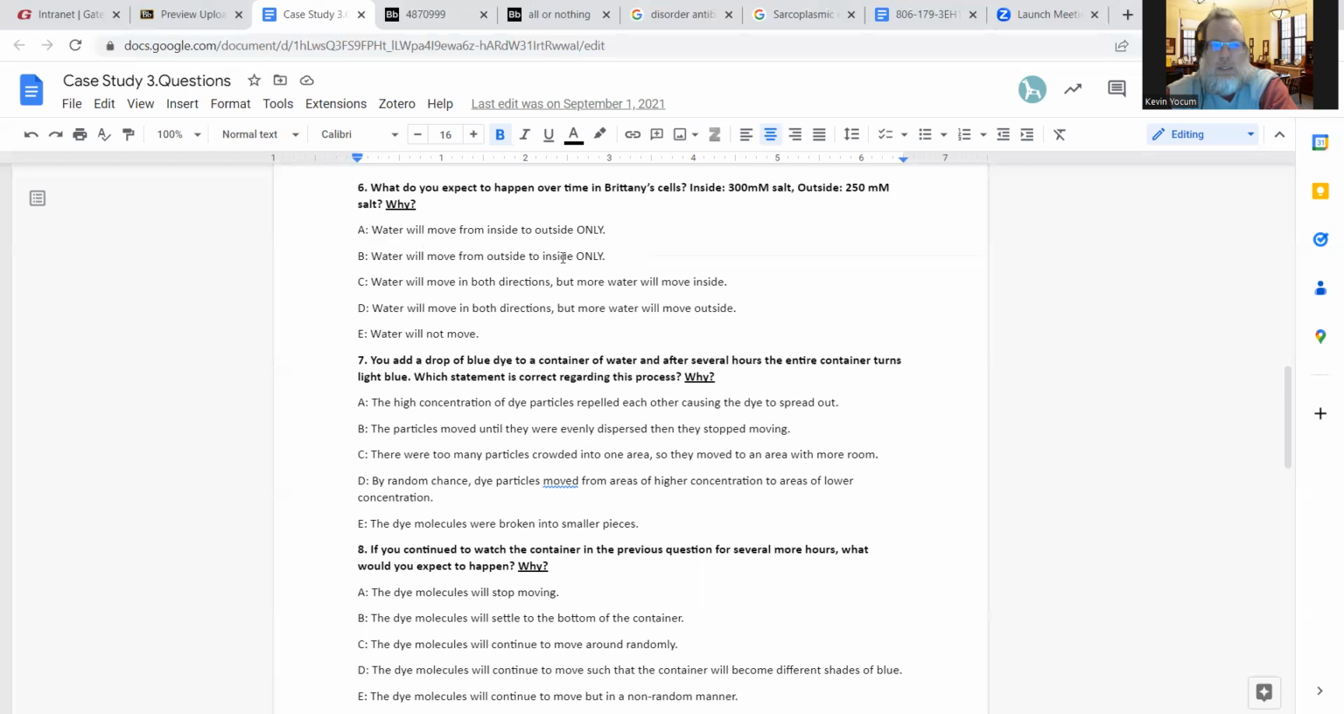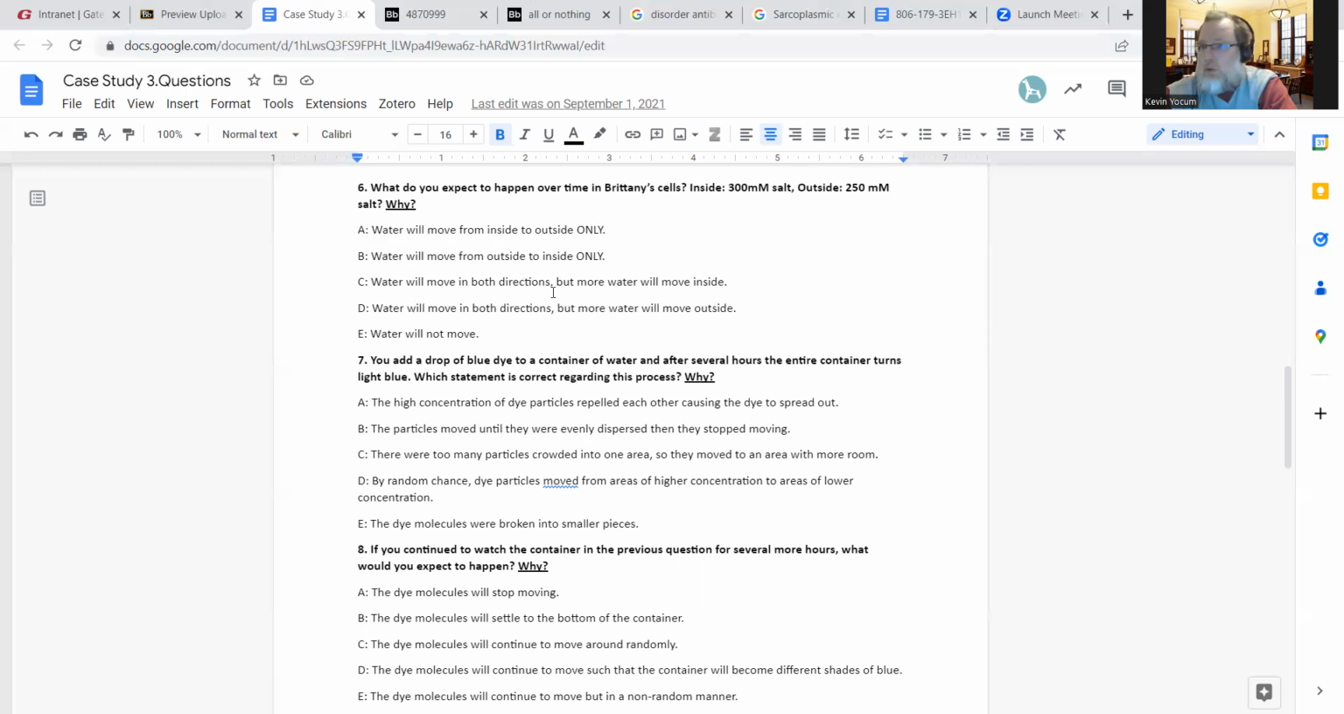Water will move from outside to inside only. Well, it makes sense. We would want to move it from outside to inside to dilute this excess amount of salt. But we have the word only again, and we don't only do anything generally. So both A and B are out. If you'd answered one or the other, B would be your better answer, but neither one is appropriate because of the word only.